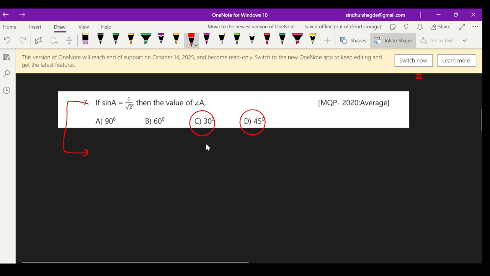Sin 30 is 1 by 2. This is 1 by root 2. This is root 3 by 2. And sin 90 is 0. Okay. Now the correct answer is option D.